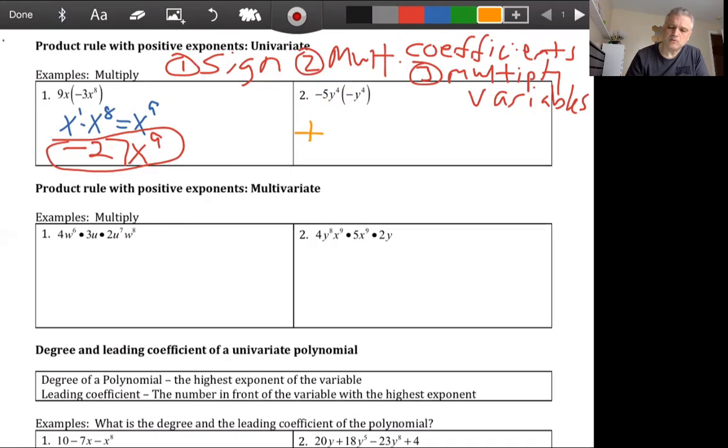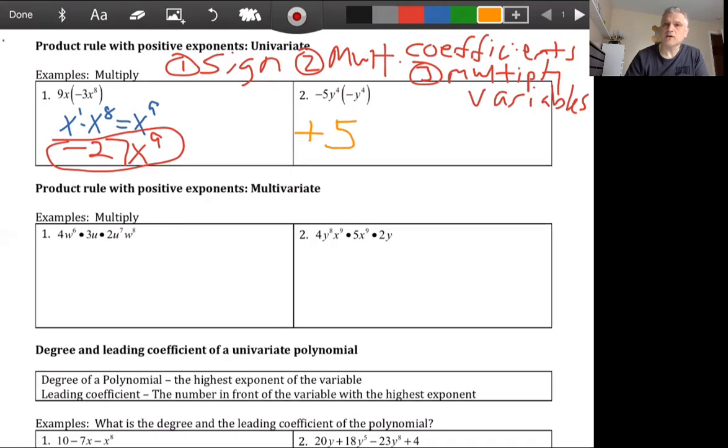Step 2, multiply the coefficients, multiply the numbers. We got 5 times, there's a 1 there. It's another invisible math question. It's like negative 1y to the 4th. So 5 times 1 is 5.